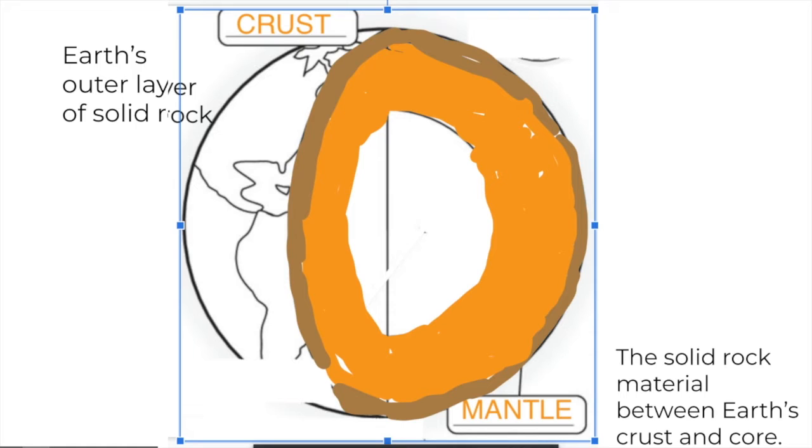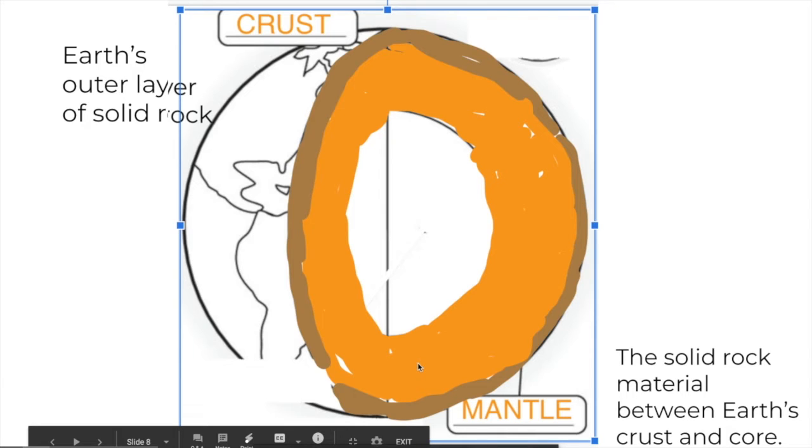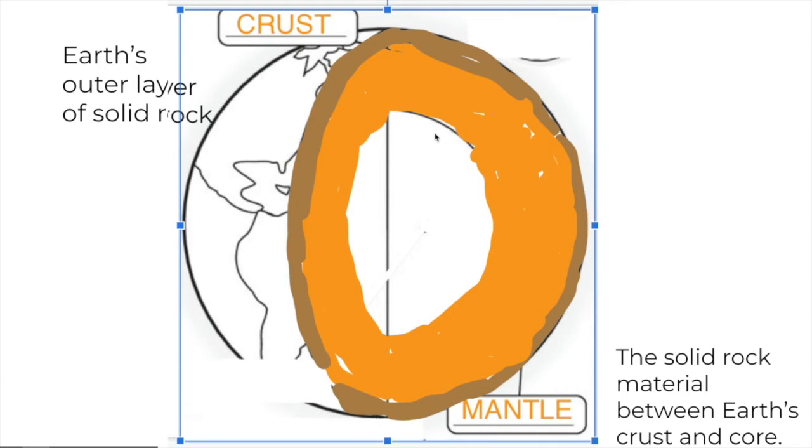Now, if we were to dig very far under the crust, we come to the next layer, which is this orange material here, and that is the mantle. The mantle is the layer of the earth that is below the crust. The mantle is hot, solid rock material that is below the crust. The mantle is very hot, solid rock, and it is constantly moving around, pushing up against the crust.